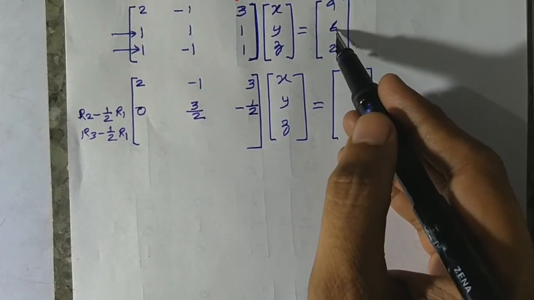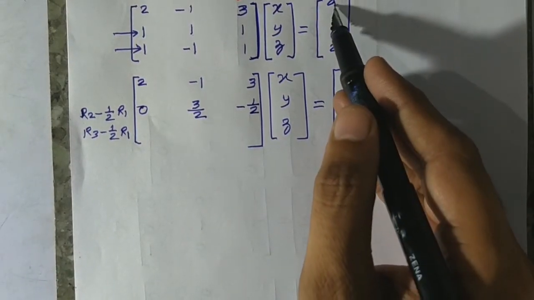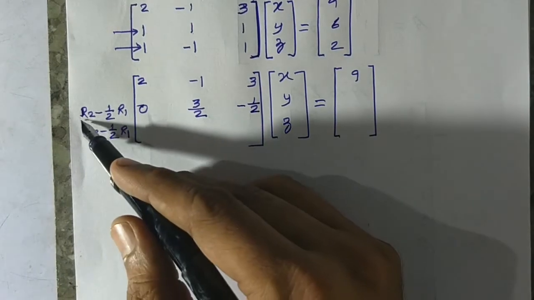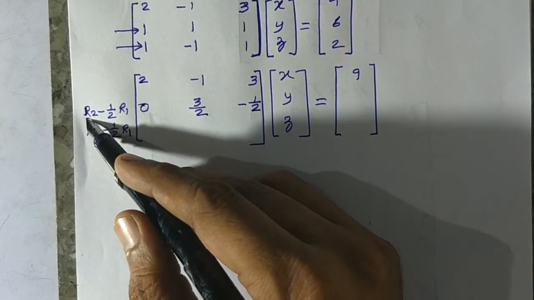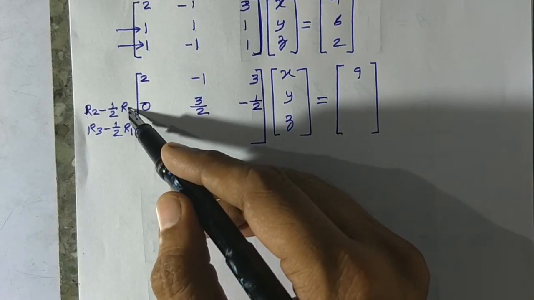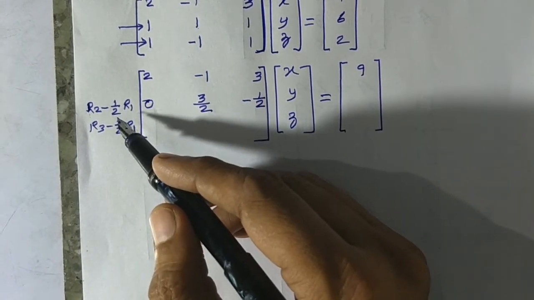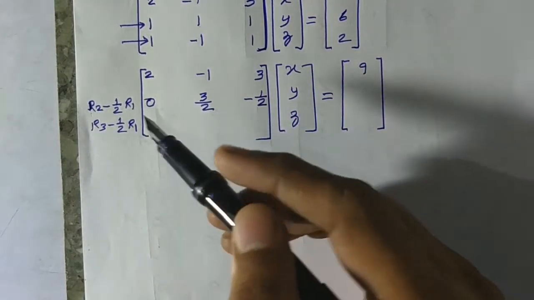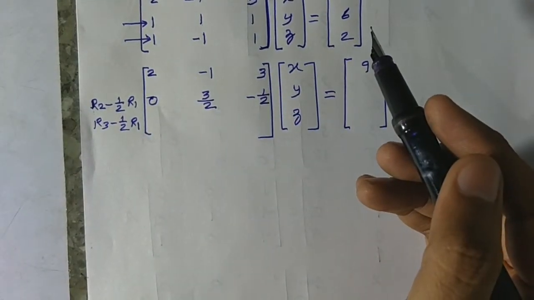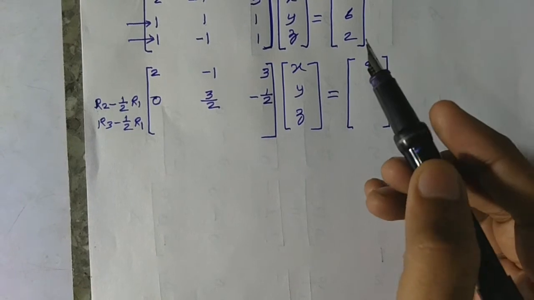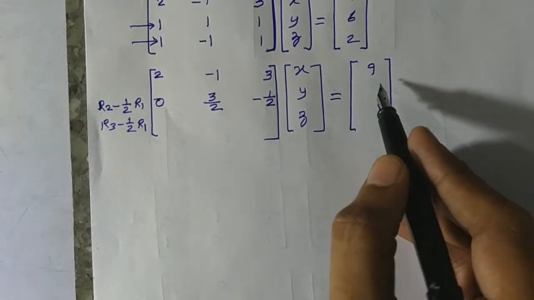And now R2 is 6 and R1 is 9. So for R2 we write 6 and for R1 we write 9. So we have 9 upon 2, and taking LCM we have 2 6s are 12, 12 minus 9 upon 2, 12 minus 9 is 3, so 3 upon 2.